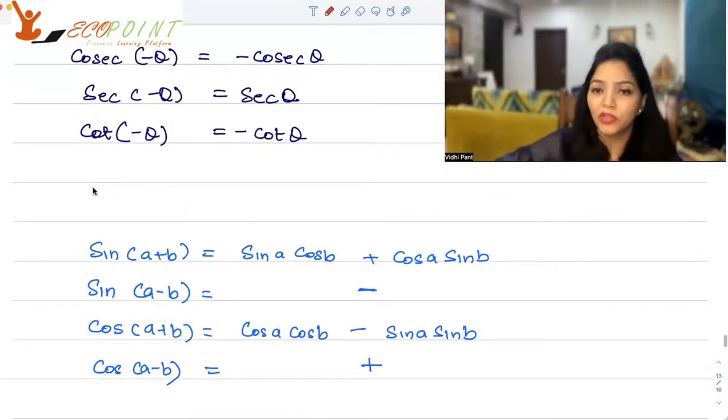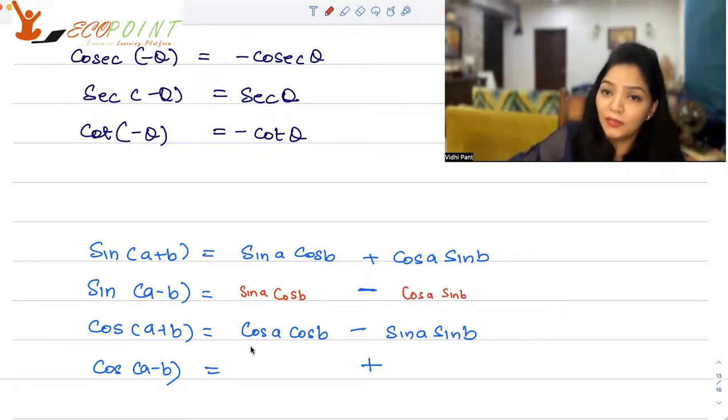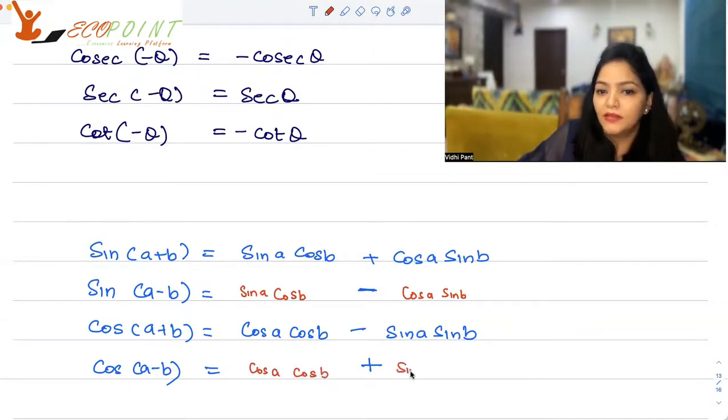Apart from that, you should know sine A plus B. If you add two angles, sine A plus B is sine A cos B plus cos A sine B. Sine A minus B will be sine A cos B minus cos A sine B. Cos A plus B will be cos A cos B minus sine A sine B, and cos of A minus B will be cos A cos B plus sine A sine B.